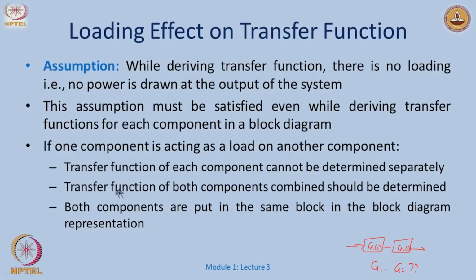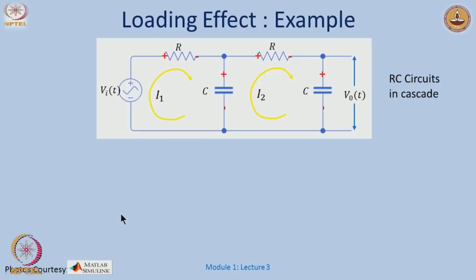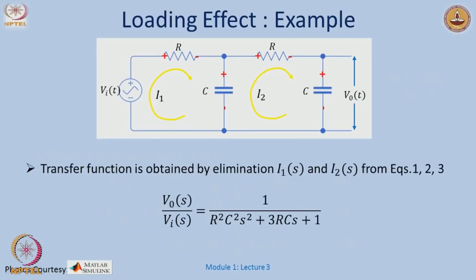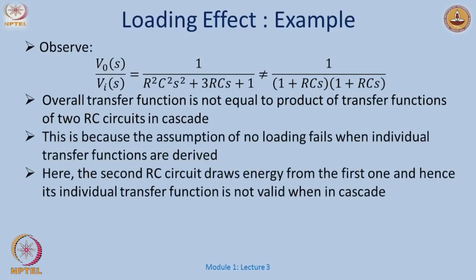So, we should actually look at both components together, in combination. Okay. So, what is happening here? If you see this circuit, the overall transfer function is not equal to the product of the individual transfer functions. This is because again the assumption of no loading fails.